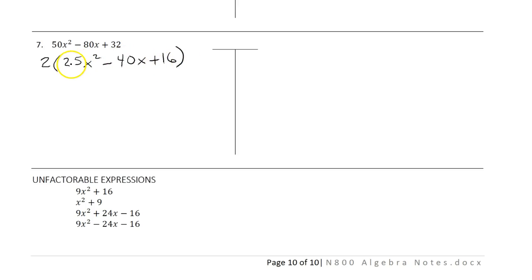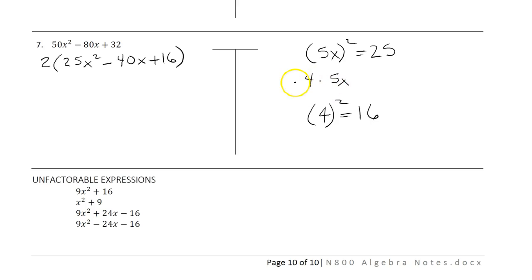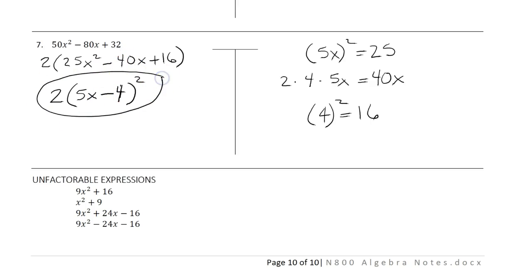The square root of the first term is 5x, so I will just check. 5x squared is 25. I look at my last term, 4 squared is 16. So I need to check my middle term. 5x times 4 is 20, times 2 is 40x. My middle term is 40x, so it does fit my pattern. Instead of doing all the work I did before, I'm just going to fill in the square root of 25x squared and the square root of 16, and then I look at the sign between the first and second terms. It's a minus. And I've finished factoring.